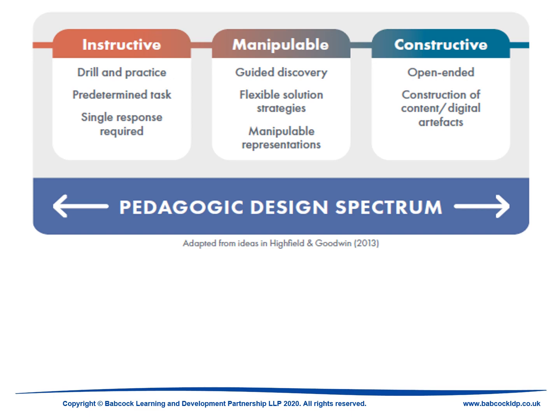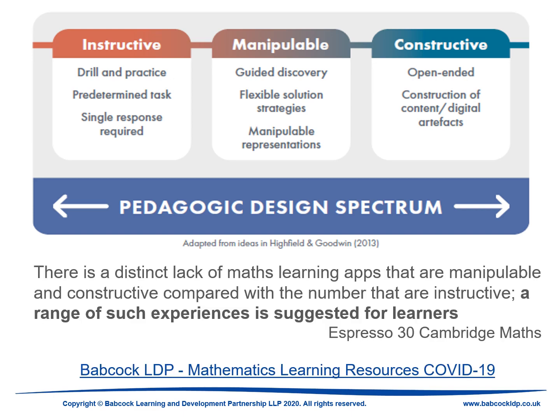But I think it's quite clear that a very heavy instructive diet for children is likely to result in them talking less about their mathematics, sharing their thinking less, and probably reasoning less, depending on how that's been done. And so that's what we need to think about, is how do we move remote learning and the provision for remote learners from being heavily instructive to including and encompassing manipulable and constructive, which are far more challenging to do. One of the things in the Espresso, it says that mathematics learning apps are generally more instructive as well, and we need learners to have a range of experiences across that spectrum.